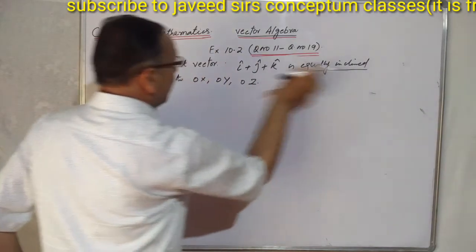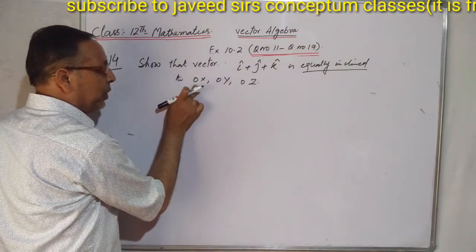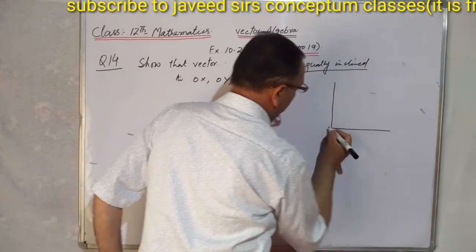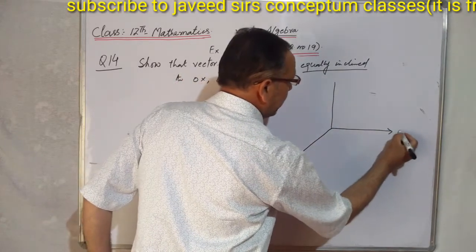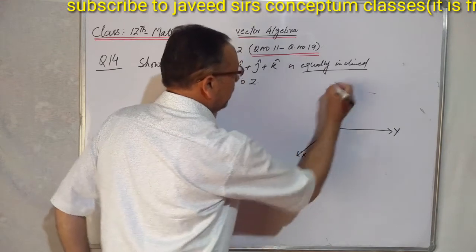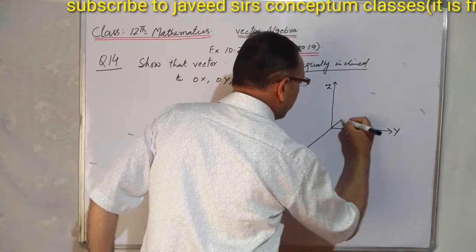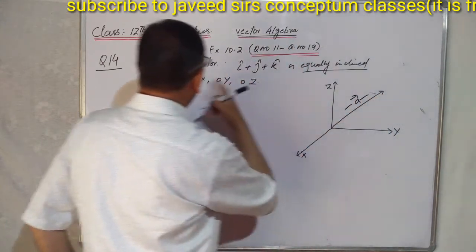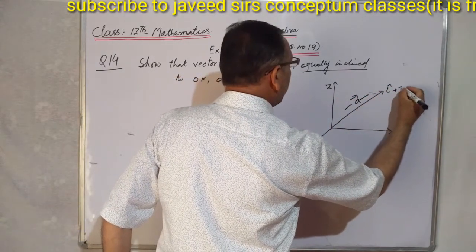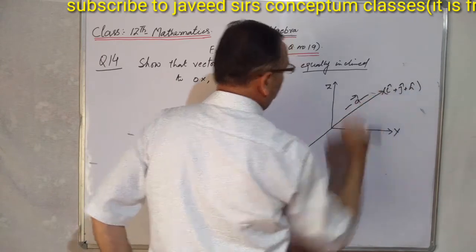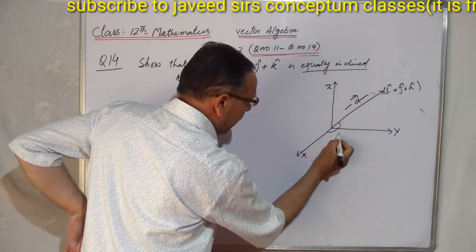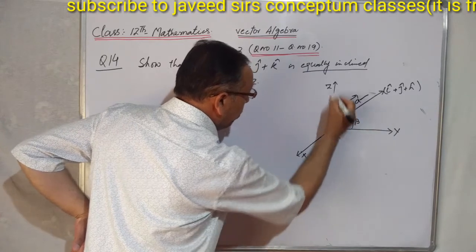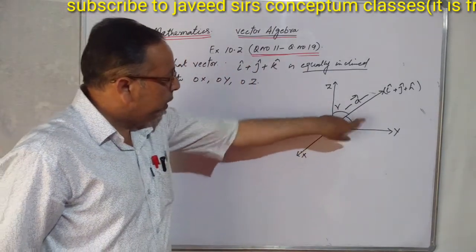Equally inclined to means that this vector makes equal angles with Ox, Oy and Oz. Let me explain like this. Let me have a three-dimensional coordinate system. This is y-axis, this is x-axis, and this is z-axis. Let this be the vector A, given as i-cap plus j-cap plus k-cap. Then this vector makes, let me say, angle alpha with OX, angle beta with OY, and angle gamma with OZ. Then you have to prove that alpha, beta, and gamma are equal.